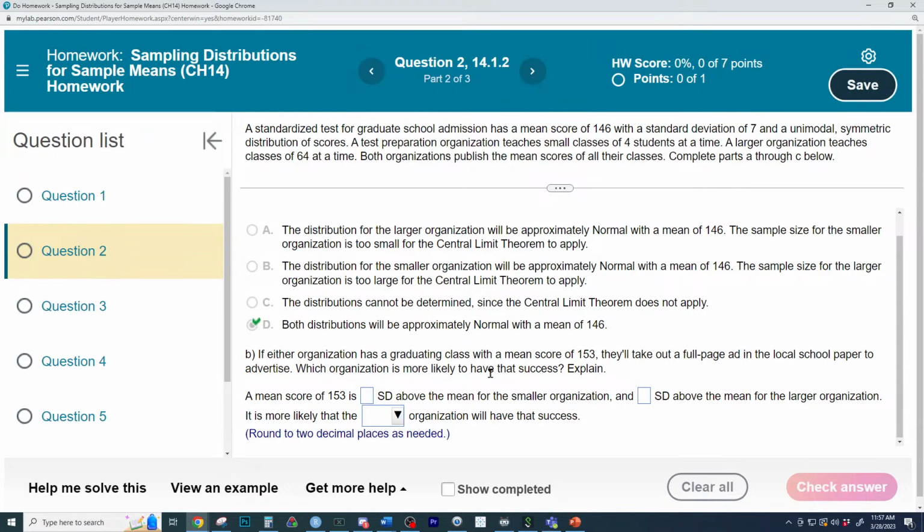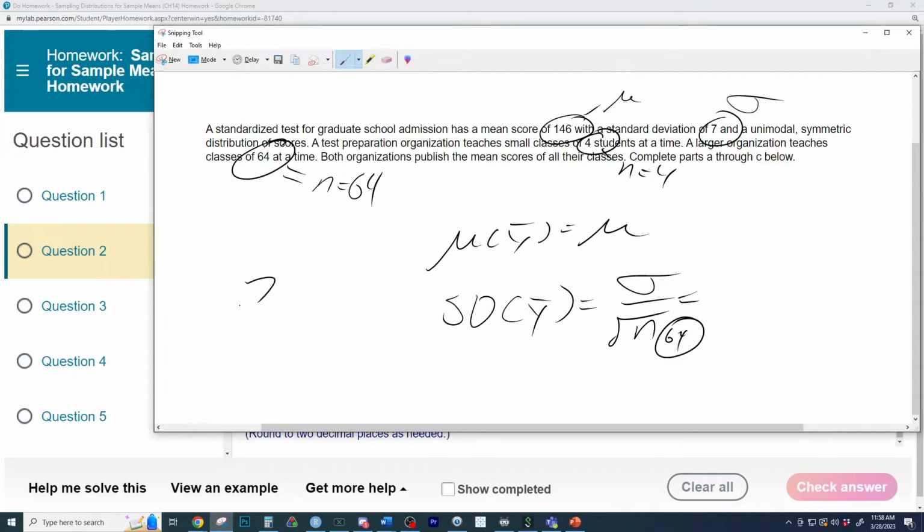So it's basically asking which one has more variability in it, the smaller or the larger class? Variability is larger standard deviation. So which of these would have more variability in it? We can calculate the variability. To calculate it, we do 7 over square root of 4 and 7 over square root of 64. And those will be the answers we're looking at.